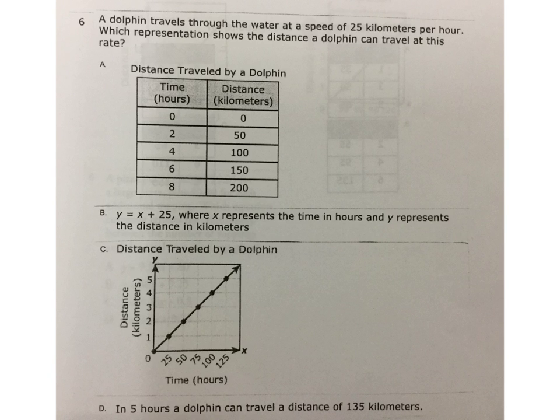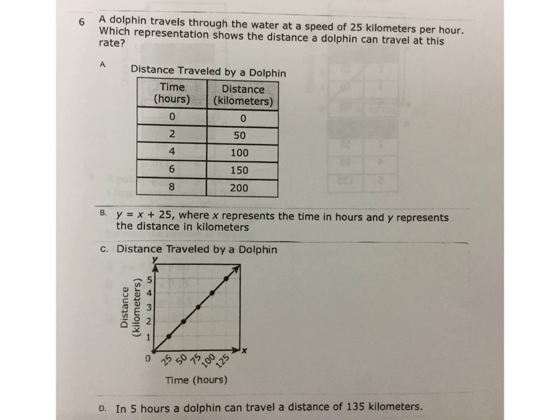Number 6. A dolphin travels through the water at a speed of 25 kilometers per hour. Which representation shows the distance a dolphin can travel at this rate? So take a look at A. You have a table. It says distance traveled by a dolphin. Time is on the left side of your table and distance is on the right side.